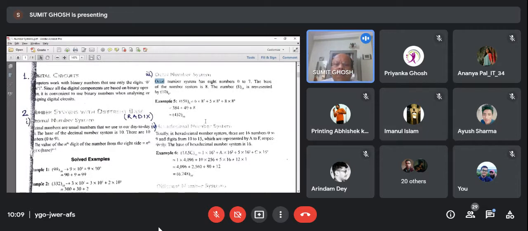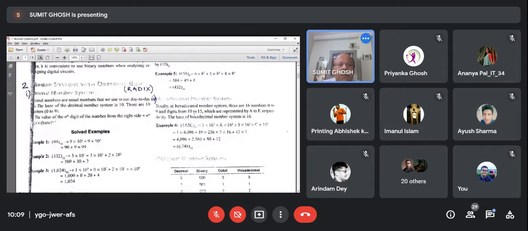But we'll skip this because the number of days available for classes is very small, only this week, and after that we will not have classes, and we have to cover the number systems and digital logic quite a lot. So let us skip the octal number system.